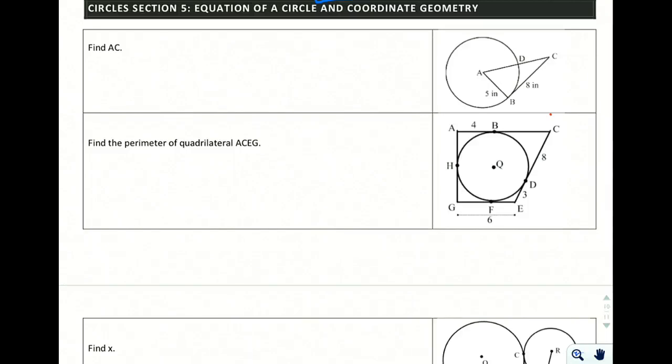We are in section 5, working with circles. We're going to continue on with the equation of a circle and coordinate geometry and focus on tangent lines. First example, we're asked to find the length of AC here.